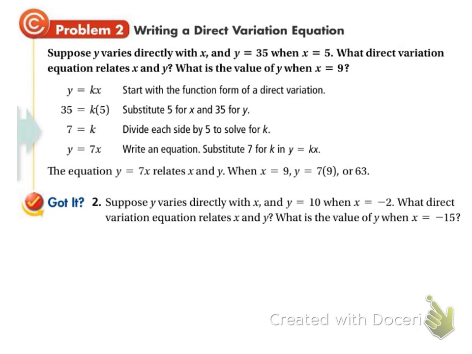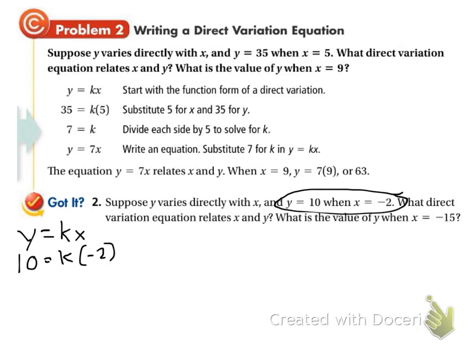Okay, so now we're asked to write the direct variation equation. Remember, it's y equals kx. In our got it problem here, they give us two values, our y value and our x value. So we're going to plug that into y equals kx. So 10 equals k times negative 2, and I want to solve for that k. I'll divide both sides by negative 2. I get negative 5 is equal to k. So k is negative 5.